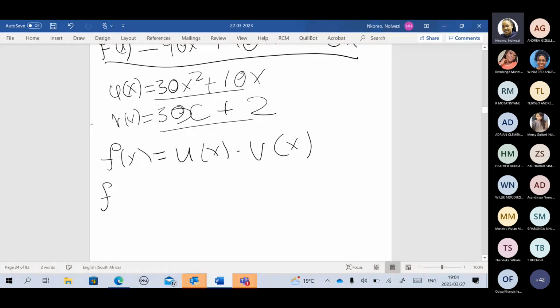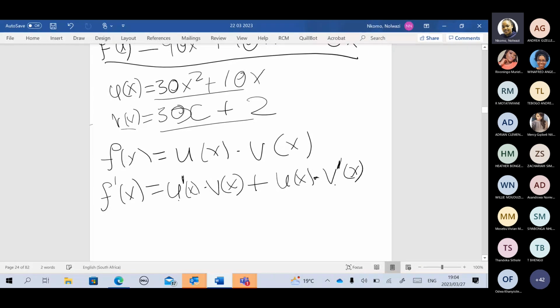And the derivative of this function will be f prime of x. Using the product rule, the derivative of this function would be u prime of x times v(x), plus we differentiate the second function, we keep the first function. So it's plus u(x) times v prime of x, right? We have u and v, but to use the product rule, we need u prime and v prime. But we can get these two from these two, right?